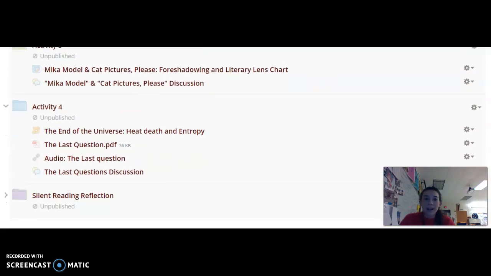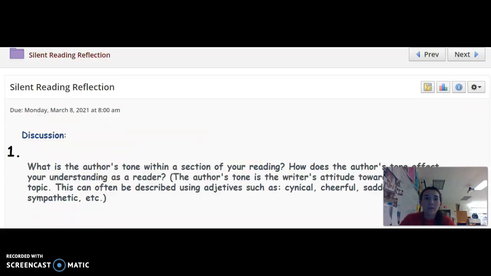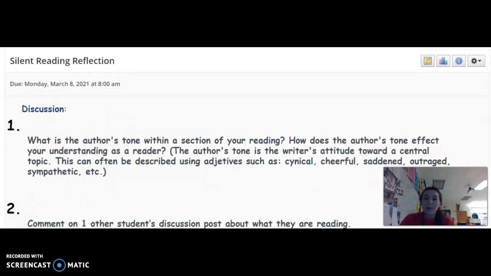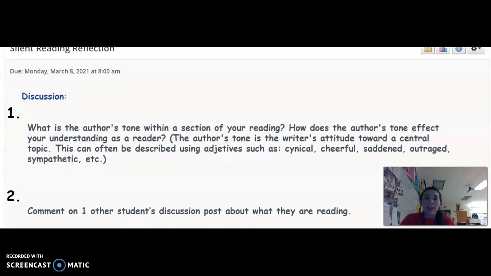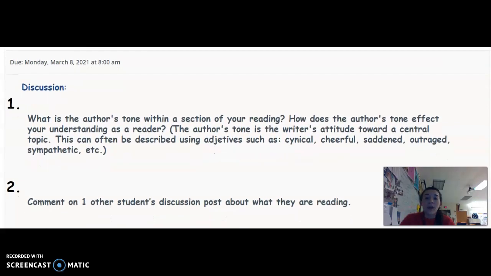Alrighty, and then lastly, we have our silent reading reflection for this week. We are talking about author's tone. So what is the author's tone within a section of your reading? I'm not sure what everybody's reading. Some people are reading nonfiction, some people are reading fiction, some people are reading novels, some people are reading comic books. But depending upon what you are reading, we are analyzing the author's tone. So how does the tone affect your understanding as a reader?